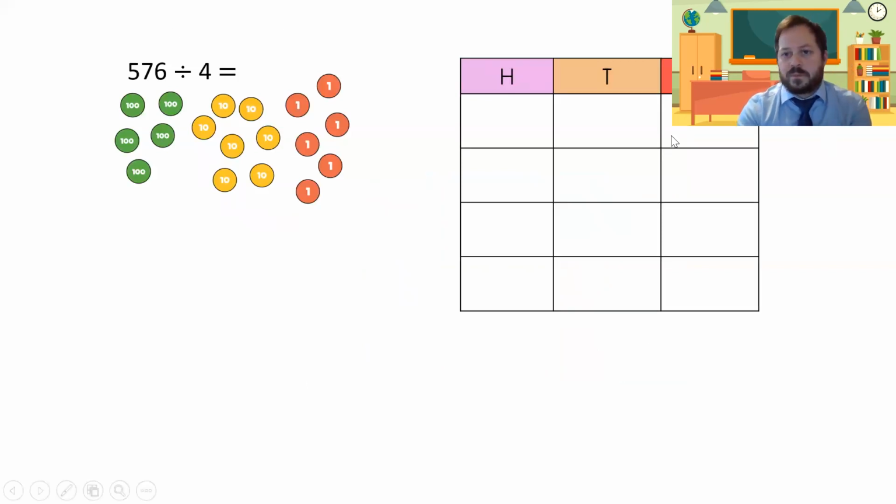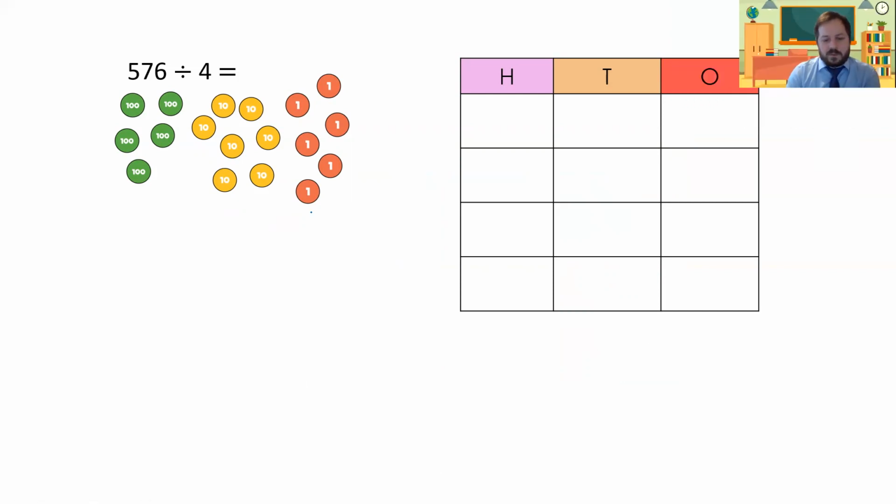Let me just make myself slightly smaller in this top corner up here. There we go. And then we've got 500, which is there. We've got 70, which we've got in tens there. And we've got 6 ones there. So 576. We're going to divide it 4 ways: 1, 2, 3, 4. And then our answer is going to be taken just from one of these sections.